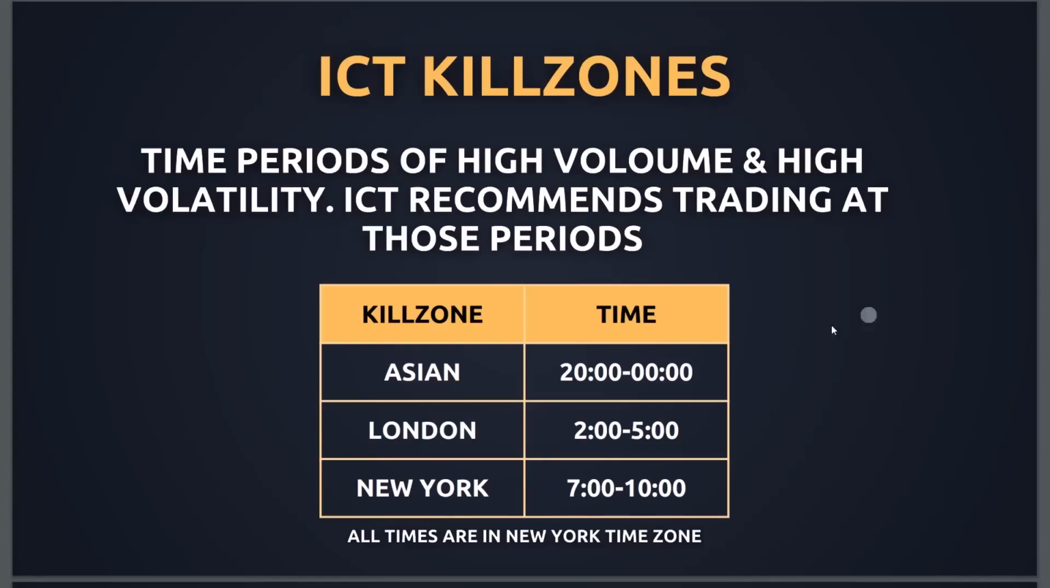Now the Asian is at 20, which is 8 p.m. to midnight. London Kill Zone is 2 to 5 a.m. New York Kill Zone is 7 to 10. All those times are New York time zone, which is EST. In order to have high probability trades, try to minimize the number of trades and only focus on London and New York Kill Zones. You only take the trades inside of those two sessions.